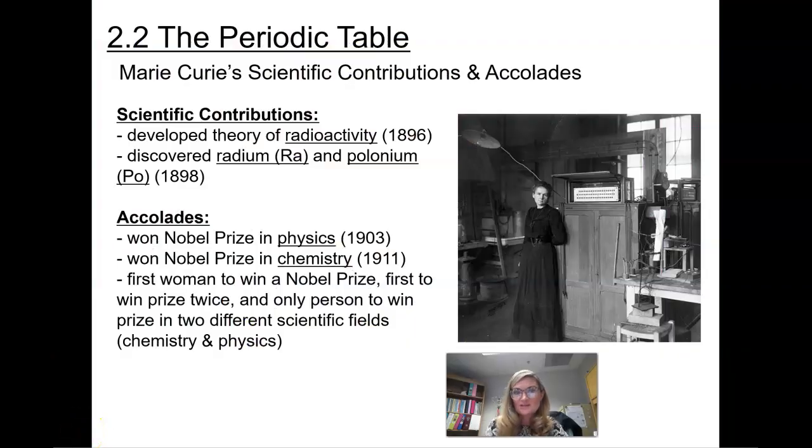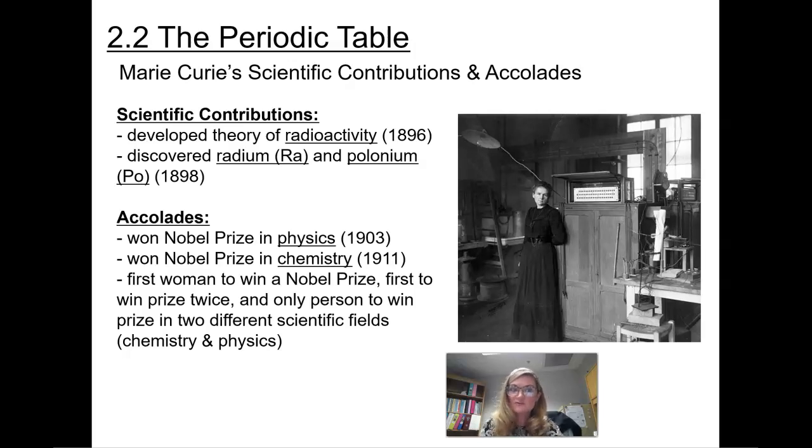Now, Marie Curie is going to be an important female scientist. She's going to contribute to science and actually win the Nobel Prize. So her contributions is that she developed the theory of radioactivity in 1896, and she discovered radium and polonium in 1898. So with her accolades, she's going to win the Nobel Prize in Physics in 1903, and then she wins the Nobel Prize in Chemistry in 1911.